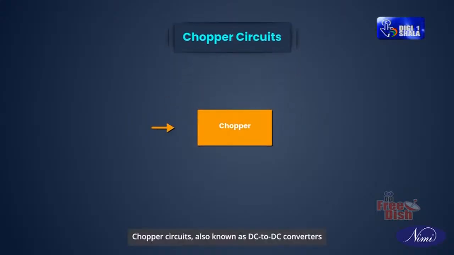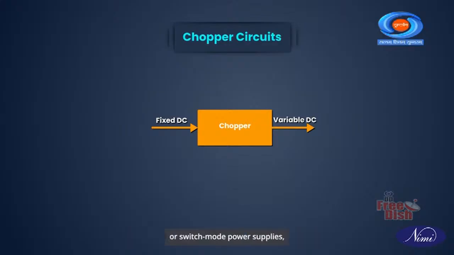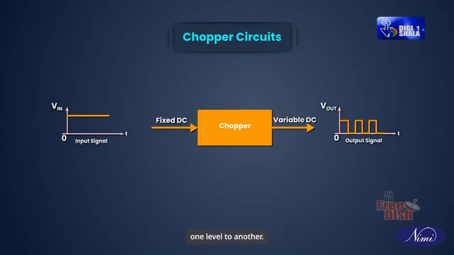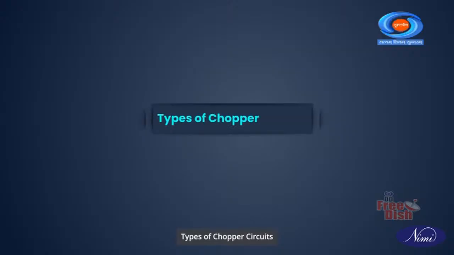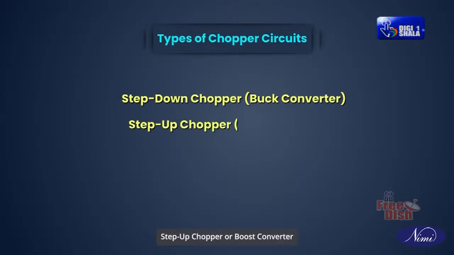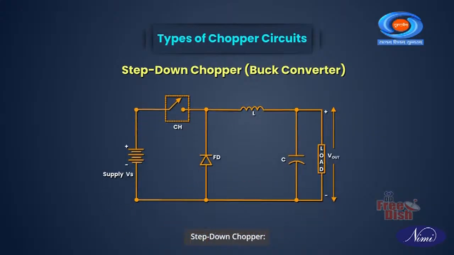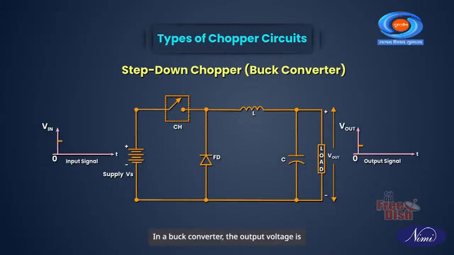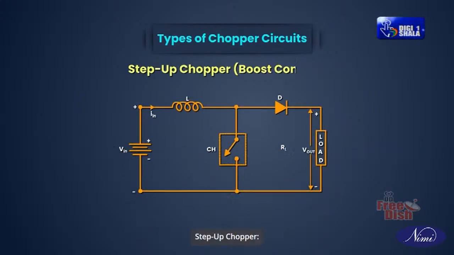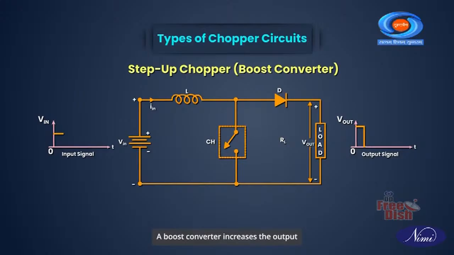Now let's see what chopper circuits are. Chopper circuits, also known as DC to DC converters or switch mode power supplies, are electronic circuits used to control and regulate the conversion of DC voltage from one level to another. Types of chopper circuits: step-down chopper or buck converter and step-up chopper or boost converter. Let's see each in detail. Step-down chopper. In a buck converter, the output voltage is lower than the input voltage. Step-up chopper. A boost converter increases the output voltage above the input voltage.